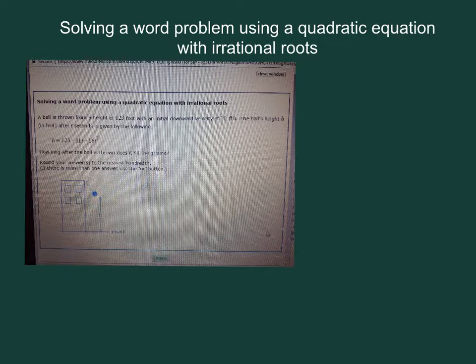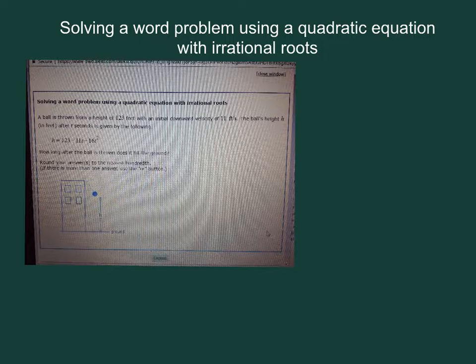Okay, so we're going to use this problem here. This is just an example problem from Alex. By the way, if you guys have ever wondered how to use this stuff in the real world, here is a great example of what that is. Okay, so what we're going to do, this is solving a word problem using a quadratic equation with irrational roots.